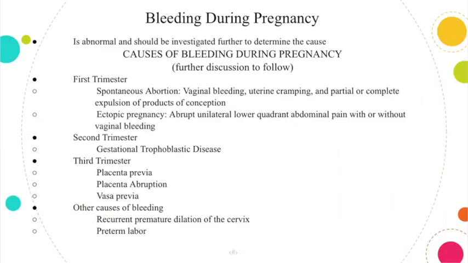So first, let's talk about bleeding during pregnancy. All bleeding during pregnancy is abnormal, and it should be investigated to find out what's causing it and to make sure something isn't wrong with the pregnancy. You can have bleeding happen anytime during the pregnancy, and again, we should check it out and figure out what's going on. We're going to go through each one of these things, so let's get going.